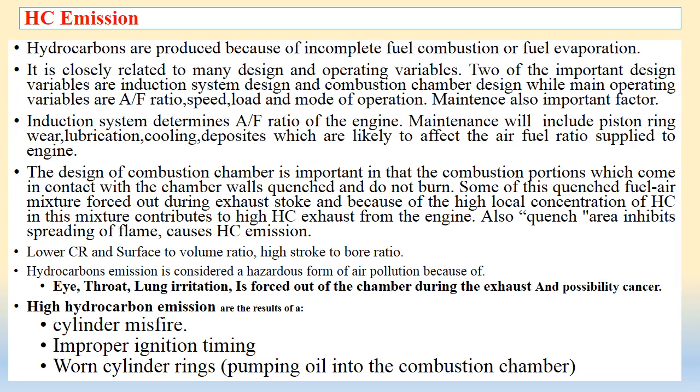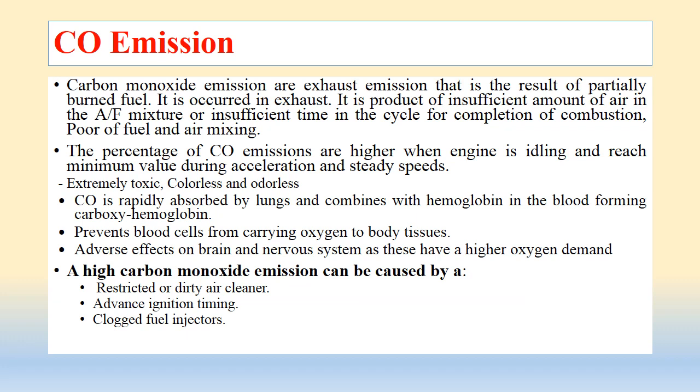Next, it is CO emission. Carbon monoxide occurs only in engine exhaust. It is a product of incomplete combustion due to an insufficient amount of air in the air-fuel mixture or insufficient time in the cycle for completion of combustion. Theoretically, gasoline engine exhaust can be made free of CO by operating it at an air-fuel ratio greater than 16:1, meaning at lean air-fuel mixtures.